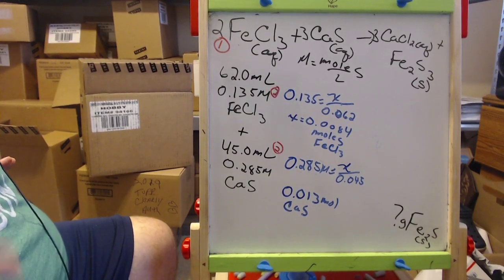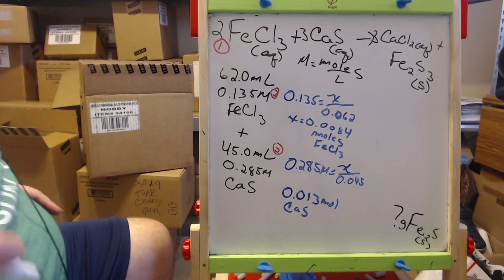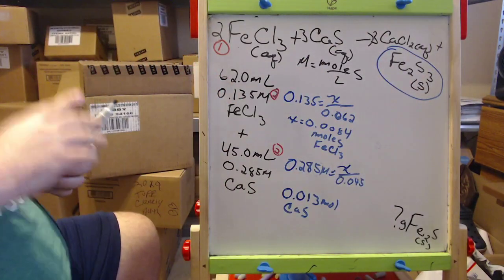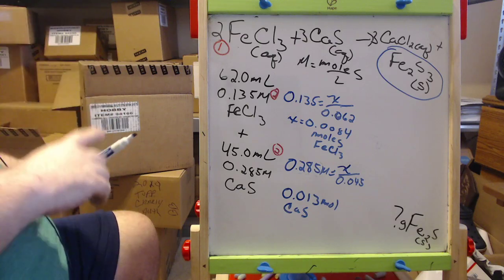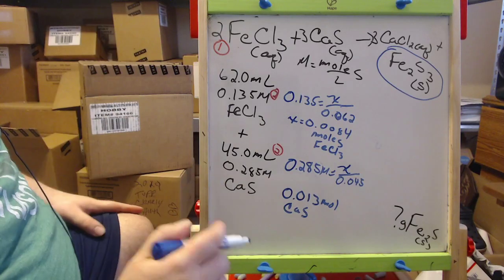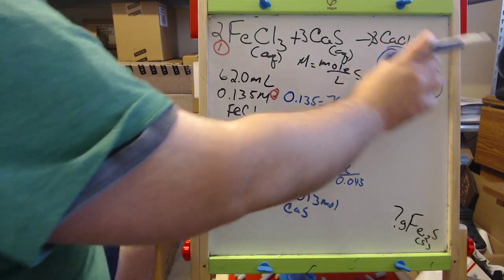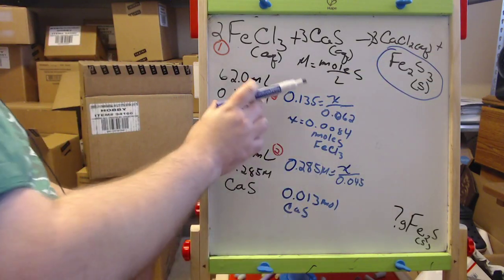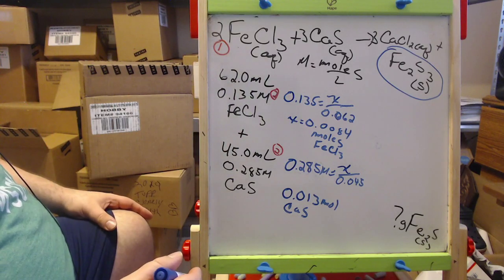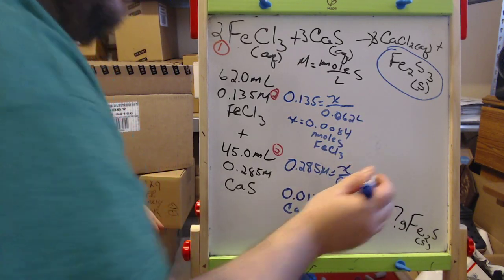Now I need to figure out my limiting reagent. I've got to figure out which one's going to give me the least amount of product, and the product I'm looking for is this one right here. So I've got to convert each mole of reactant. This is no different than what we did in chapter 3 when we were given grams of two reactants, converted them to moles, and then figured out my mole ratio. The only difference is instead of being given grams, you're given molarity and volume. So this is liters here, this is liters there. That's the only thing that's different.